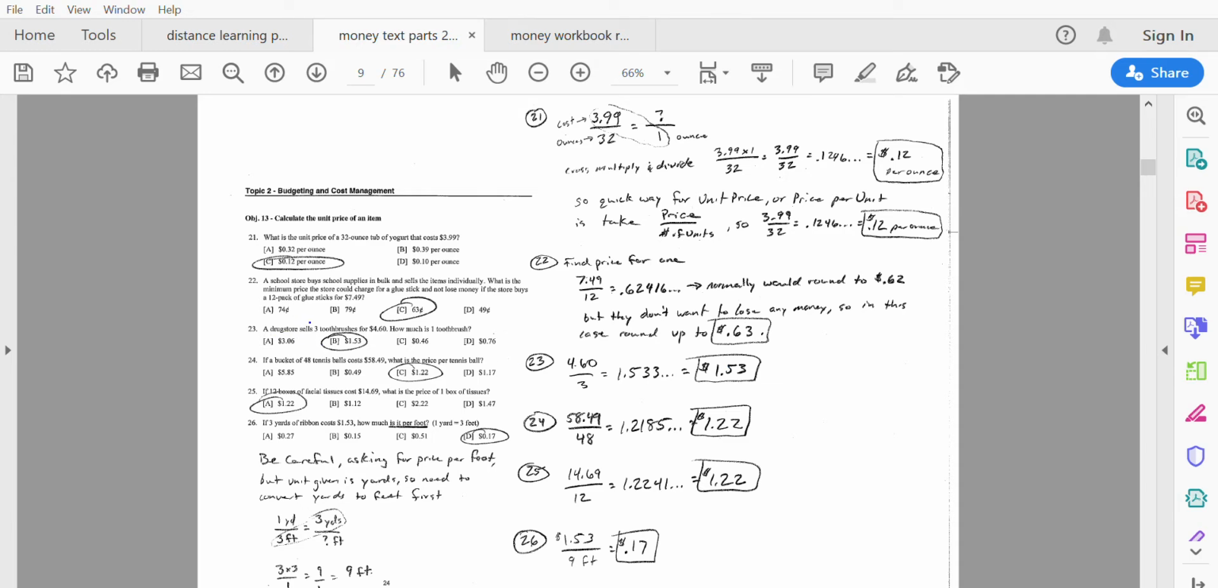24, you get 48 tennis balls for $58.49. What's the price per tennis ball? Again, make sure the price goes on top. $58.49, you get 48 of those. You get 1.2185, so $1.22.